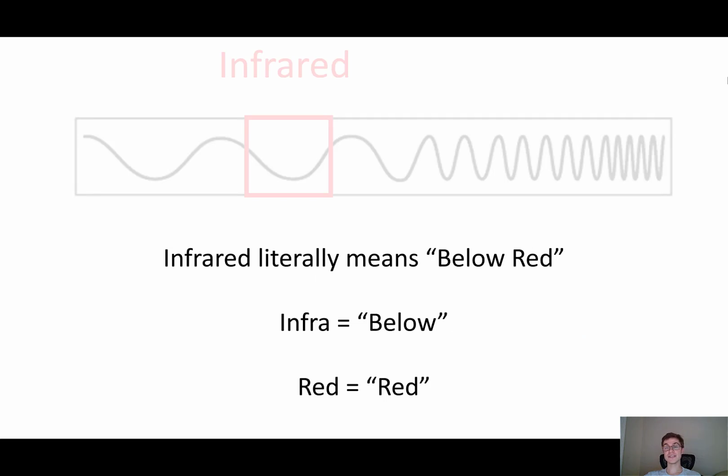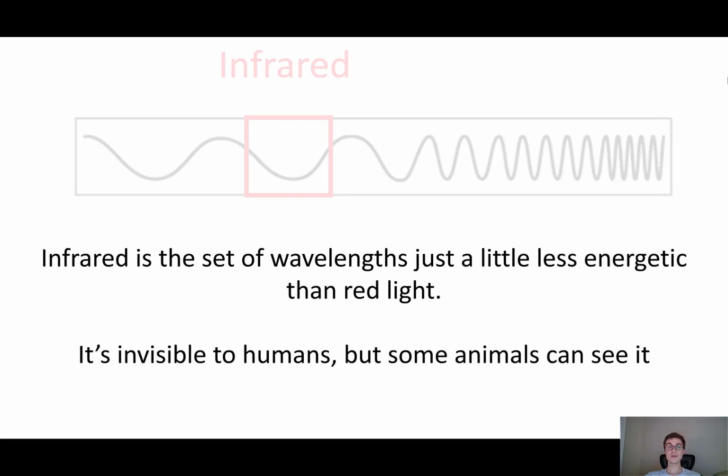Infrared literally means below red. Infra means below, and red means red, obviously. So infrared is a set of wavelengths just a little bit less energetic than red light. It's invisible to humans, just barely, but some animals can see it.